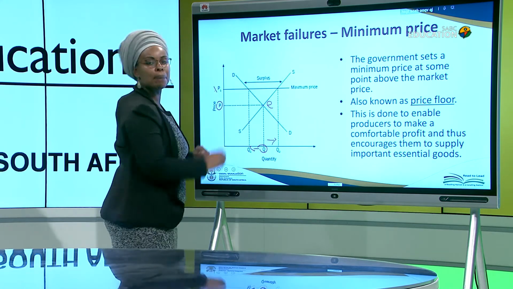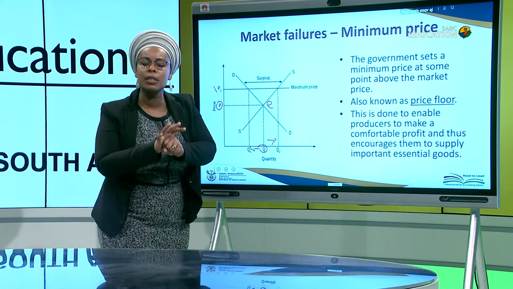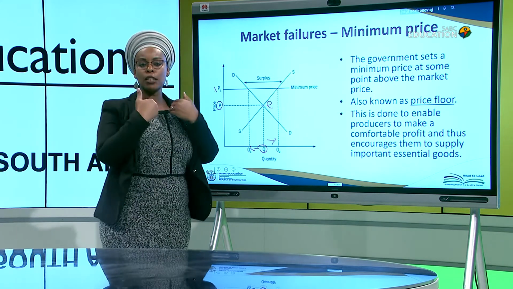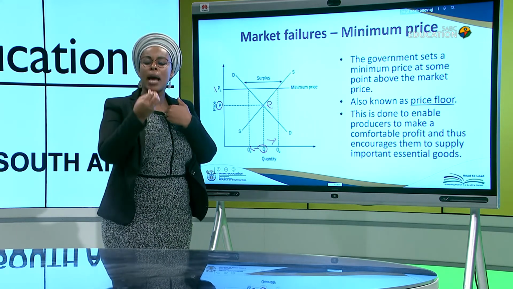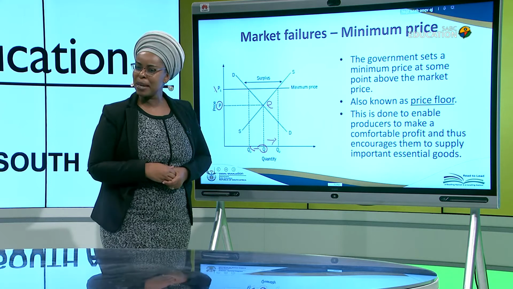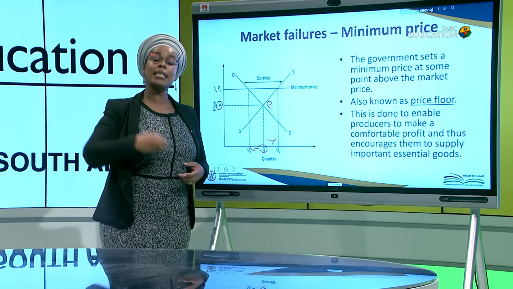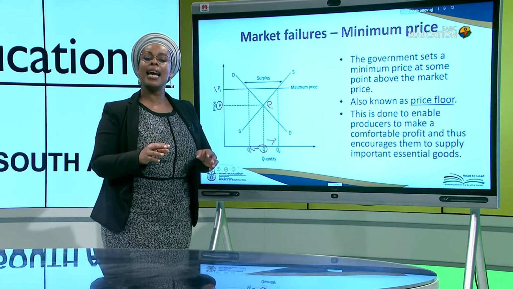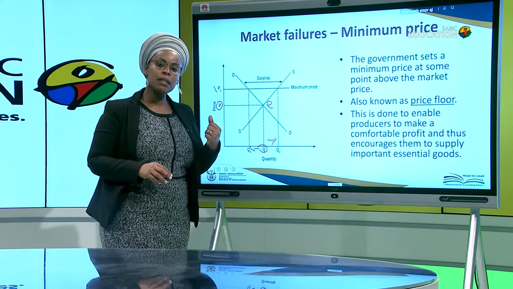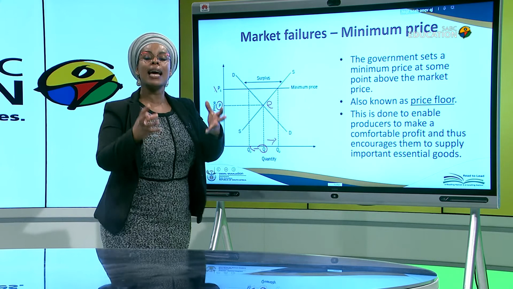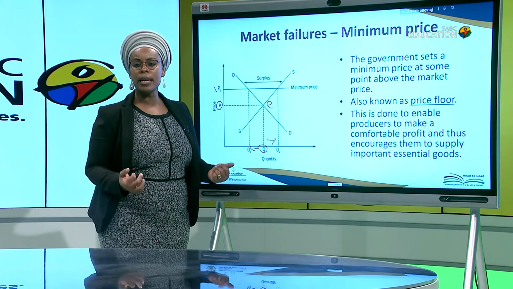Then we will have a surplus, whereby there's a lot of goods in the store, but we as consumers are not buying, or we are buying less. So what is going to happen to the surplus? The government will buy the surplus and dump it in other countries and sell it at lower prices. Alternatively, the government will buy the surplus and destroy it. What a waste.